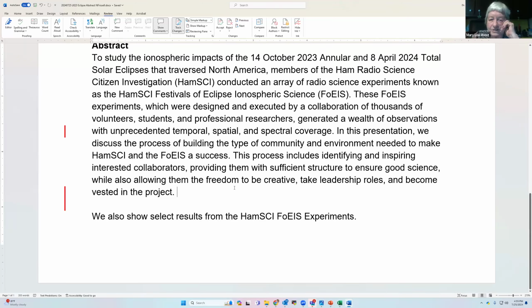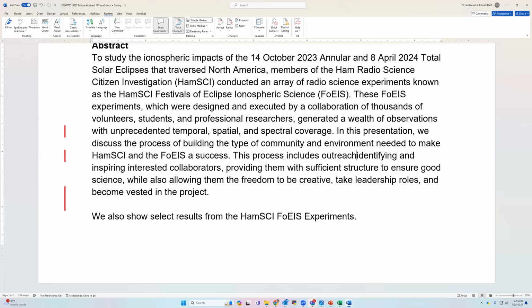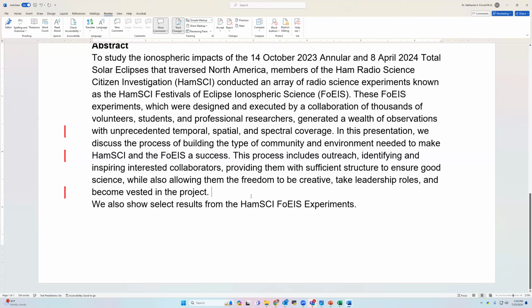I think the word outreach should go in there somewhere. This process includes outreach and identifying and inspiring people. Oh, that's a good word. Outreach, a concise word. Public relations, that's not right. No, outreach is the word. I don't think I do more than that in the abstract personally, besides outreach.